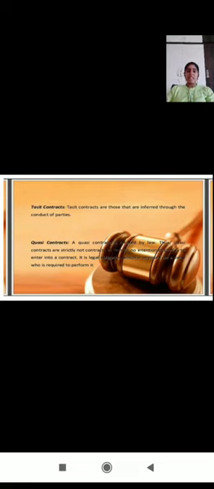And the next one is tacit contracts. Tacit contracts are inferred through the conduct of the parties. By the behavior of the parties the contracts are made. So this is a tacit contract.